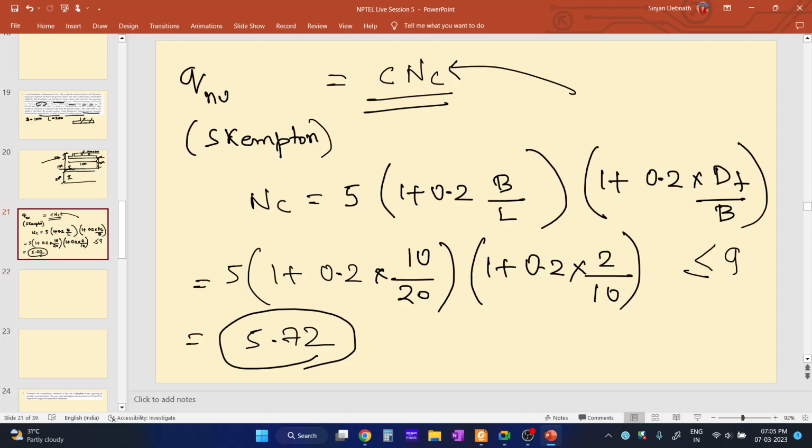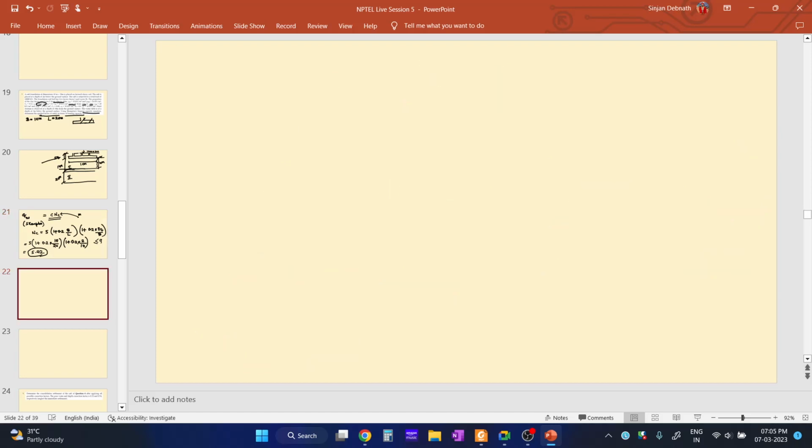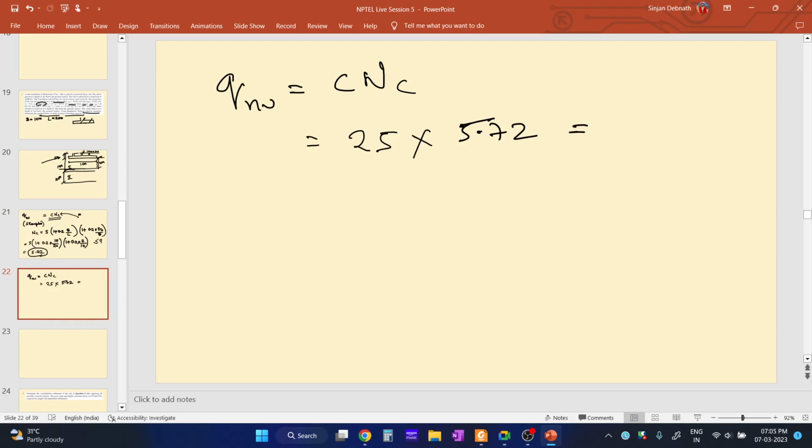So this one will be q_nu equal to c N_c. c is 25 kilonewton per meter square and N_c will be 5.72. If you calculate this, you will get q_nu equal to 143 kilonewton per meter square.